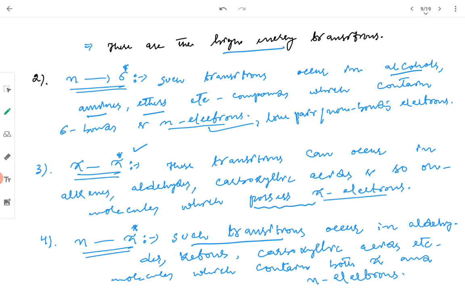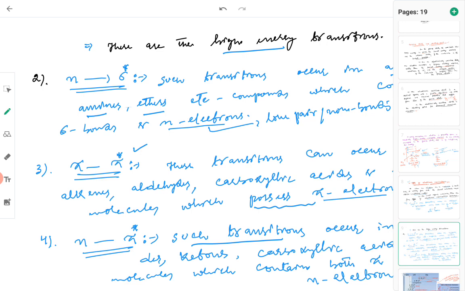Fourth kind of electronic excitation is the n to pi star transition, and such transitions occur in aldehydes, ketones, carboxylic acids, in general in those molecules which contain both pi electrons and non-bonding electrons. And these transitions, n to pi star transitions, require the lowest energy, because the energy gap between the n and pi star orbitals is the lowest among these four electronic transitions, so they occur at higher wavelengths.